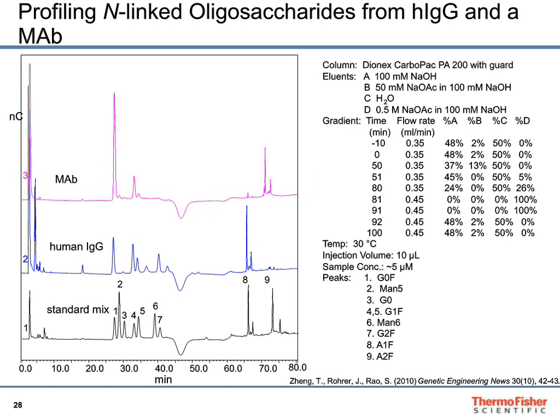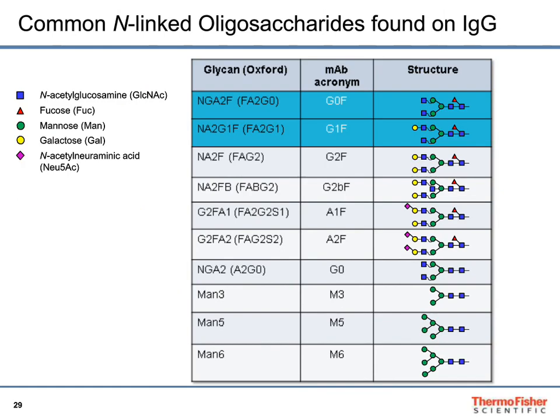So if I look at G0F, what that means is it's a biantennary oligosaccharide. So it's got 2 branches, and it's got 0 galactose. So that's the G0. The F stands for the fucose at the core. So that's that little red triangle on the top right side of the structure. Now, if I look at the structure G1F, which is the second structure down there, that has 1 galactose, and that's denoted by the yellow circle. But in this case, that galactose could be on either of those antennas. So I'm showing it on the top antenna right now, but it can be on the bottom.